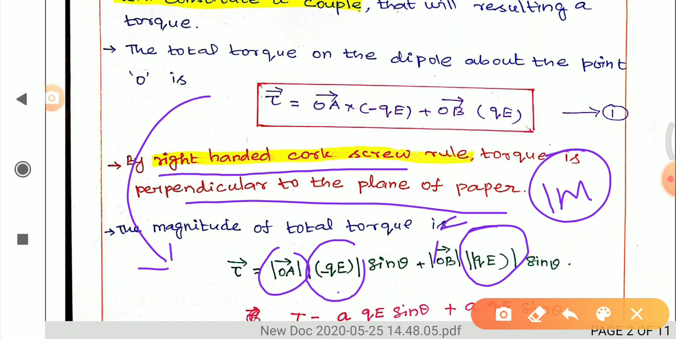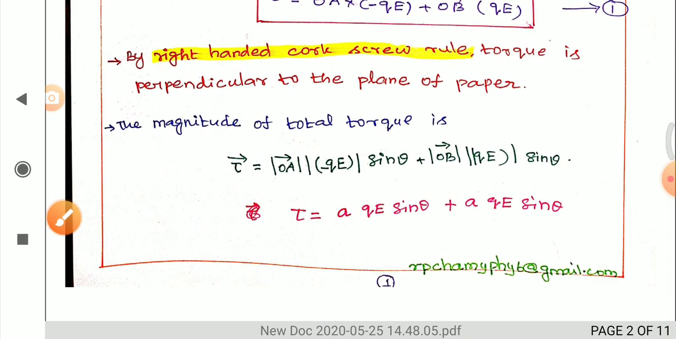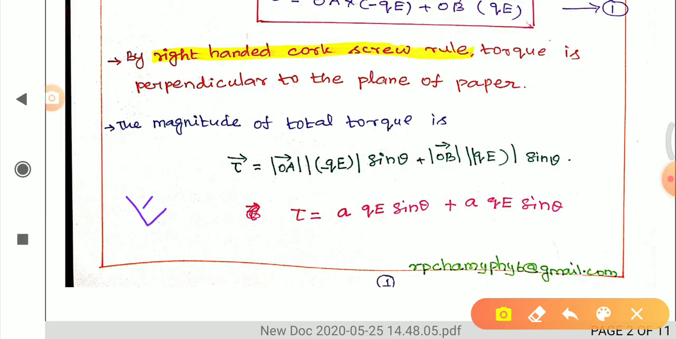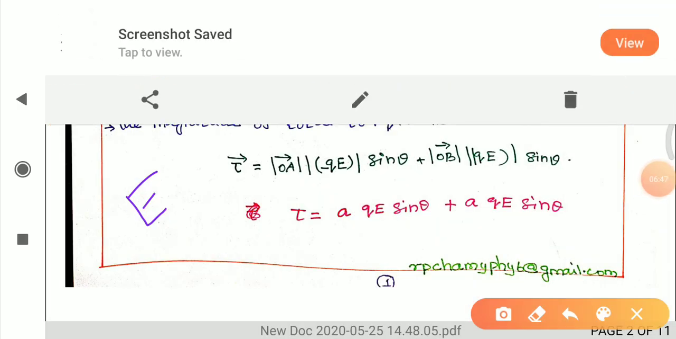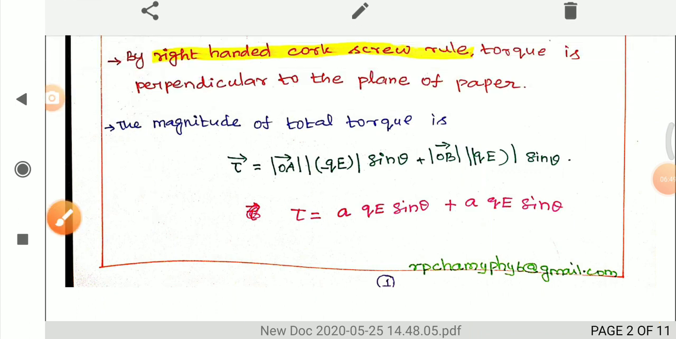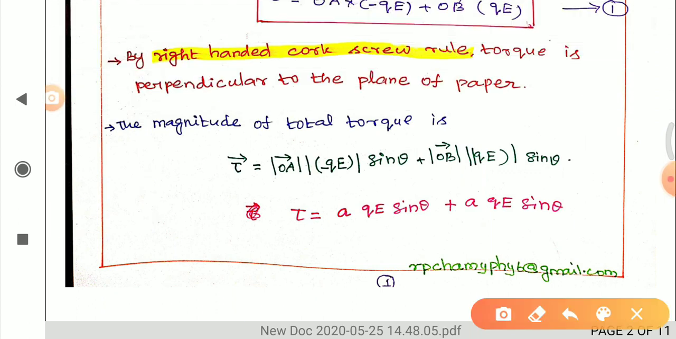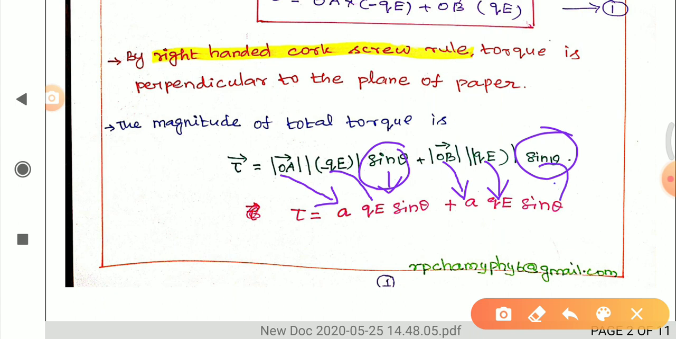Then what is sin theta? Theta is the angle made by E and P, and that is what appears in sin theta here. So tau is equal to, now we substitute the values. OA is equal to small a, and the modulus of minus QE is QE, times sin theta, it will come directly. Then OB is equal to small a, and the modulus of QE is QE, times sin theta, it will come directly.